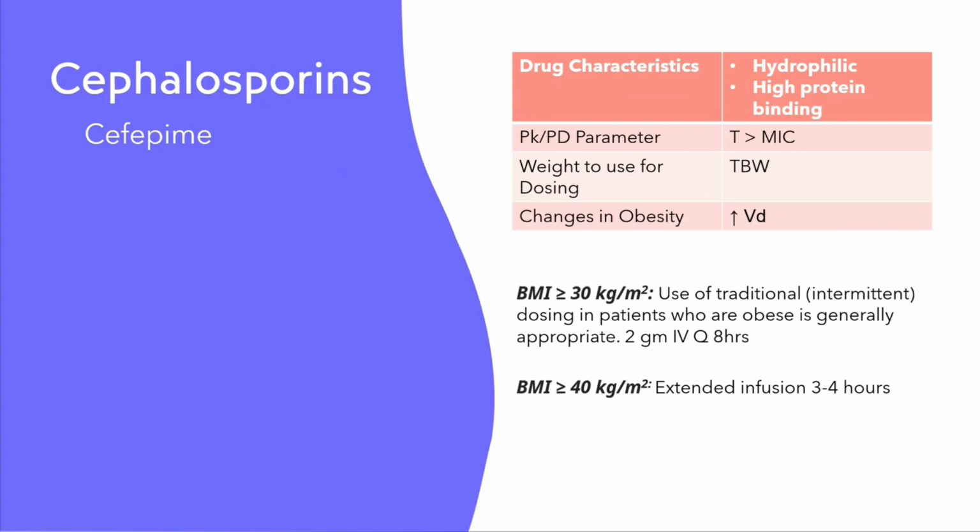And I did not actually see specific recommendations for increasing intervals or increasing infusion time. Actually, in patients with BMIs over 30, they found that traditional, even intermittent dosing was still appropriate, but certainly using the max dosing available of 2 grams Q8 hours. And then there was a recommendation, which simply comes from expert opinion, then in BMIs over 40 to consider using the extended infusion of 3 to 4 hours.